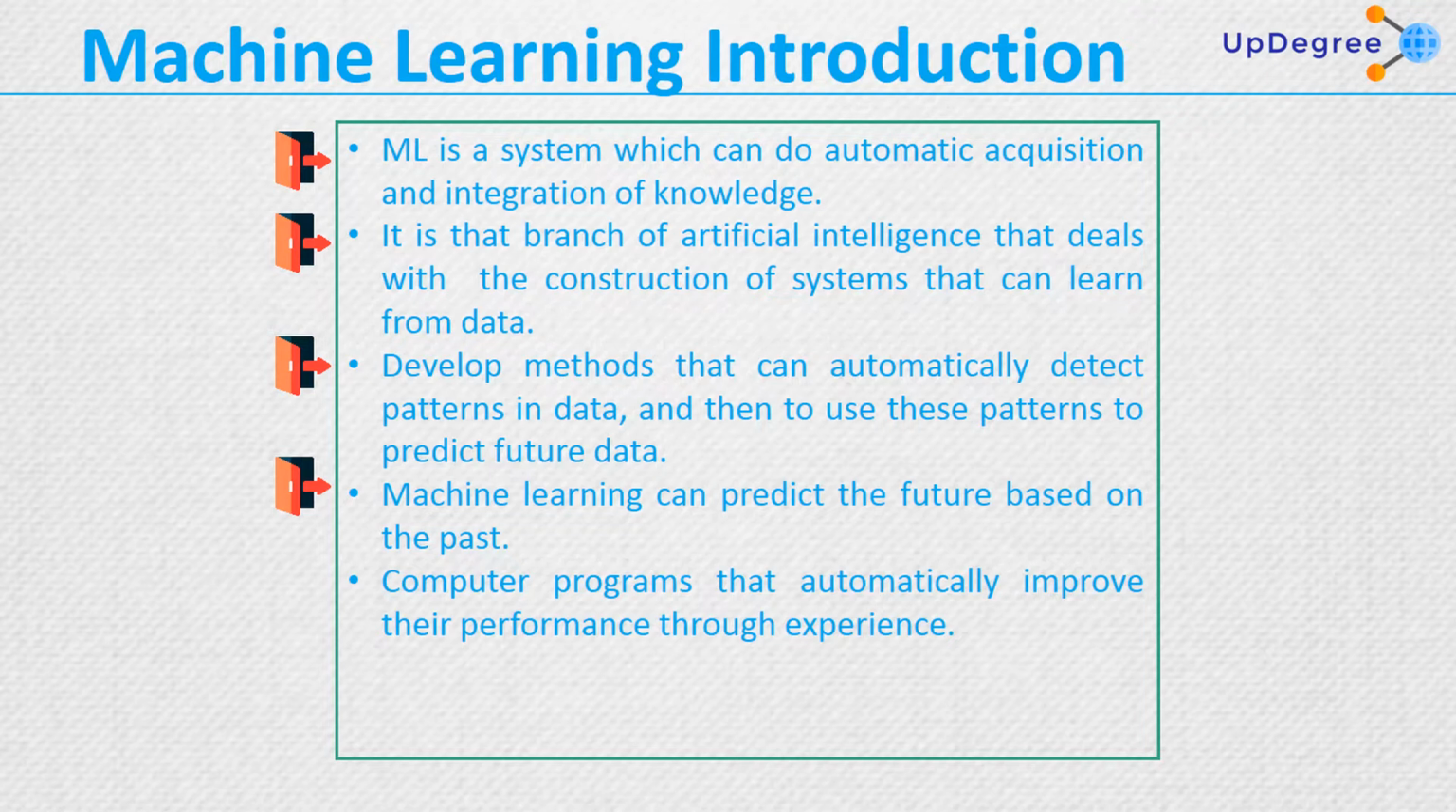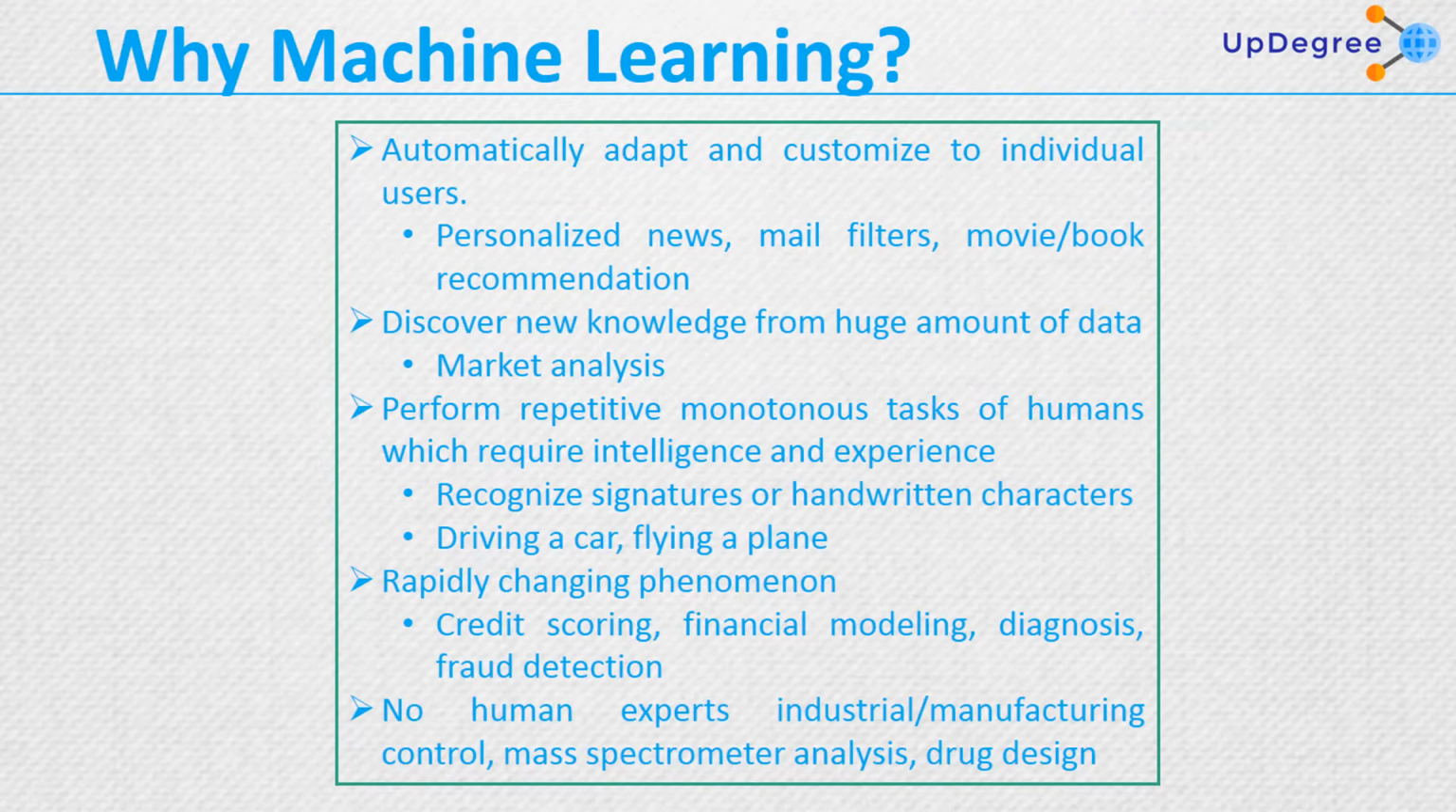Machine learning can predict the future based on the past. So past data will enrich my model and make it learn, and from there it will predict future unseen data. Computer programs that automatically improve their performance through experience. So experience means this knowledge and knowledge base. Automatically adapt and customize to individual users.